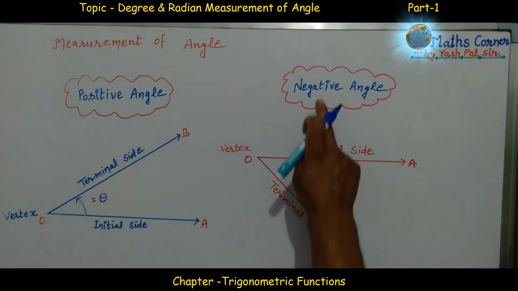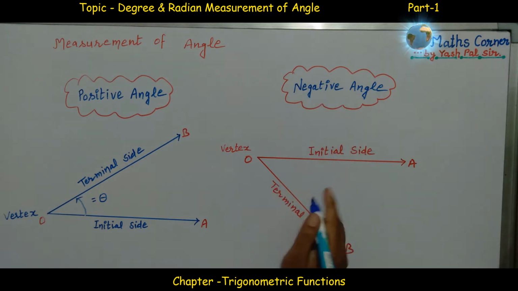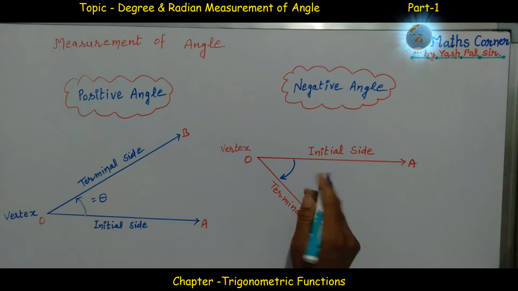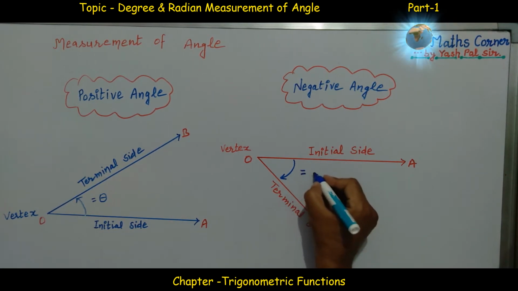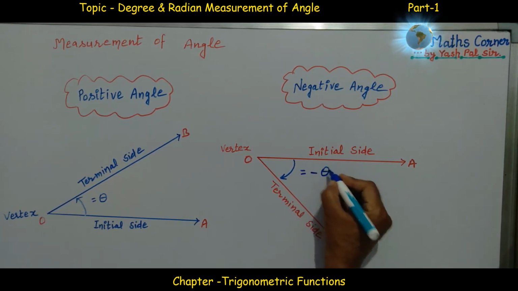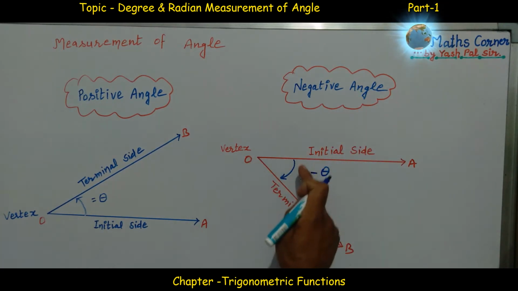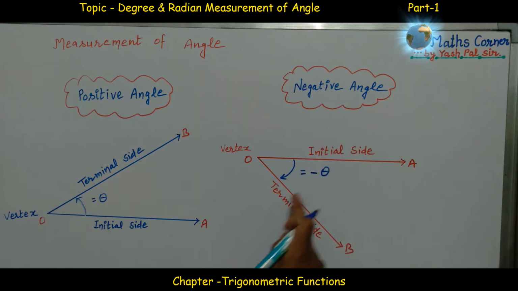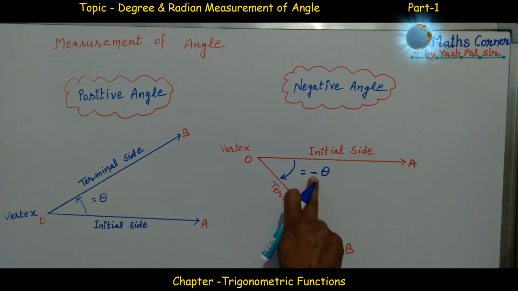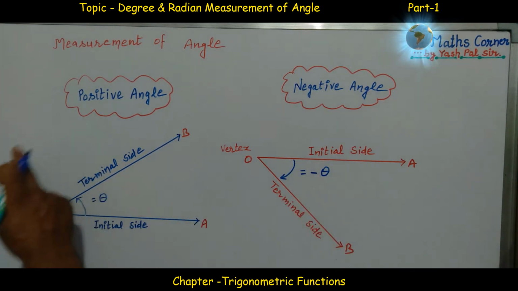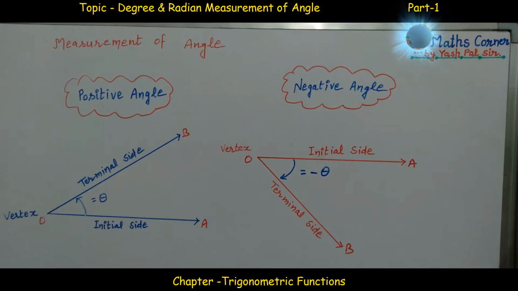And negative angle means the measurement of the angle is clockwise. Then this is called a negative angle. When the measurement is clockwise, we insert this negative sign, and this becomes minus theta. Anti-clockwise is called a positive angle, equal to theta.